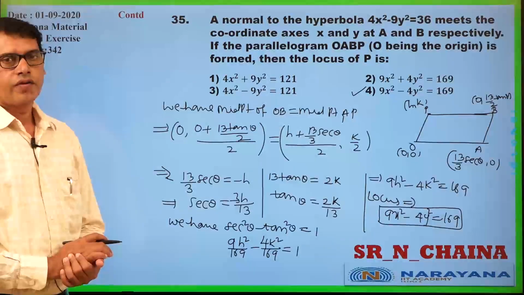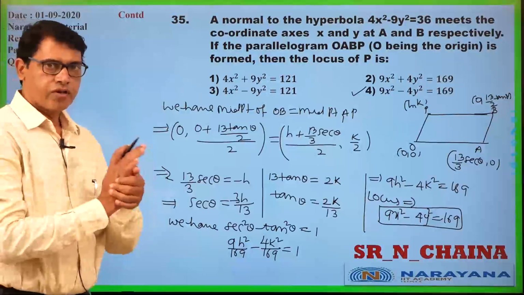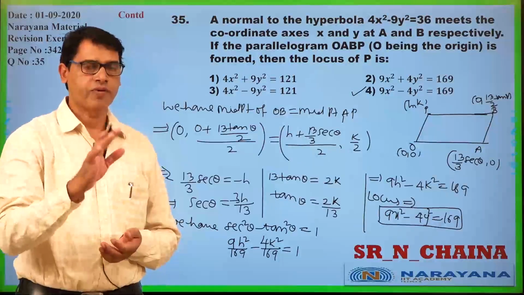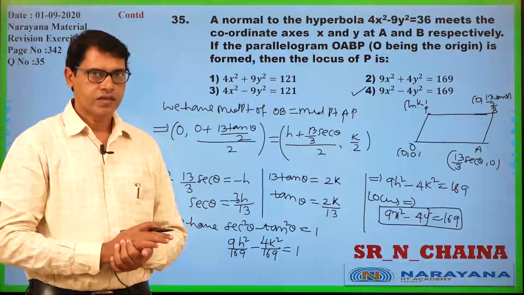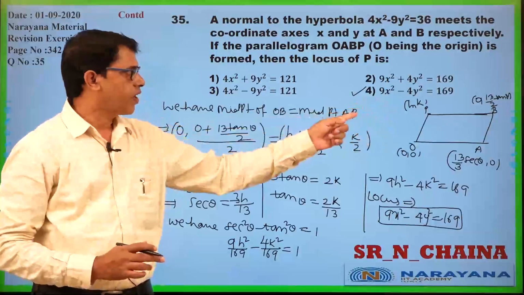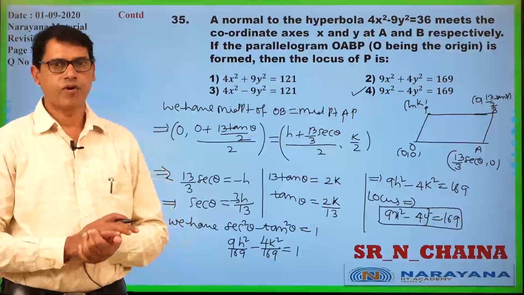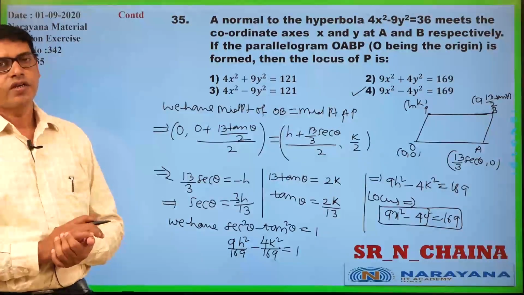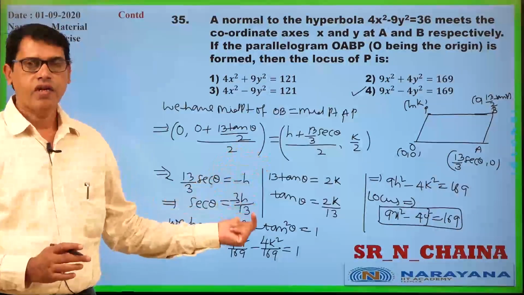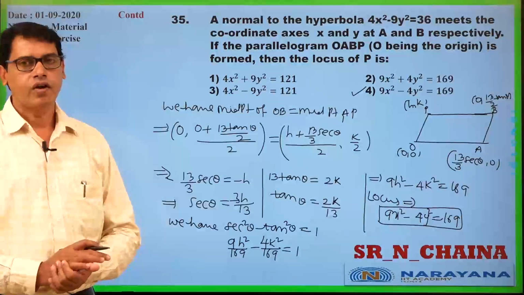So here I find the equation of the normal. From there I bring it to the intercept form so that I can write the A coordinates and B coordinates. After that, what is the condition? OABP is a parallelogram. We have to find the locus of P. Let P coordinates be (h, k). Take the condition that diagonals bisect each other, so midpoints are equal. Then eliminate theta so that we can get the required locus.